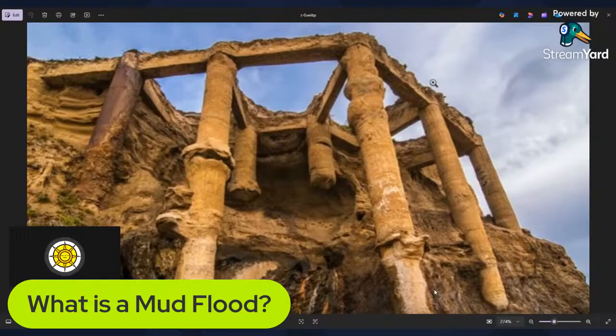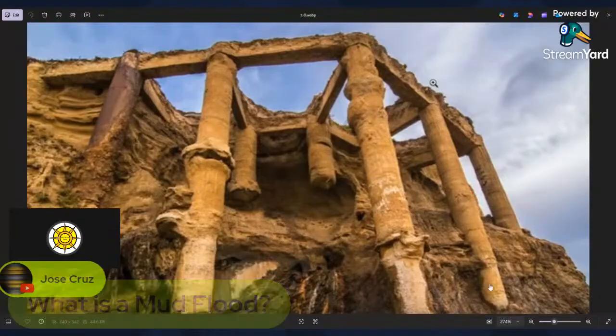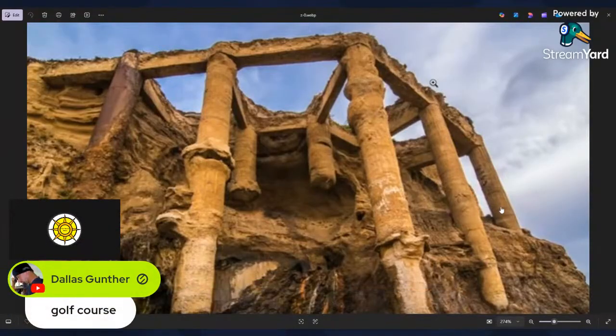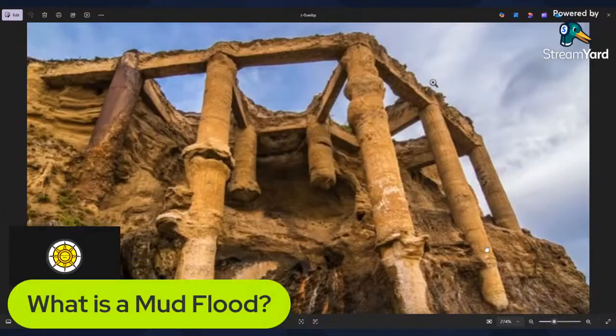So again, we have all the little indicators: near the golf course, near the hotel, in a very resort area, and of course not too far from the great land of San Francisco. And this infrastructure was unearthed because of the erosion of the soil. That's what the official account says.